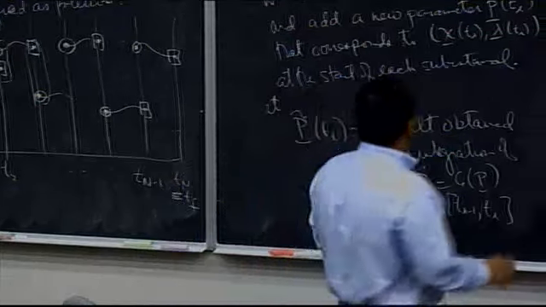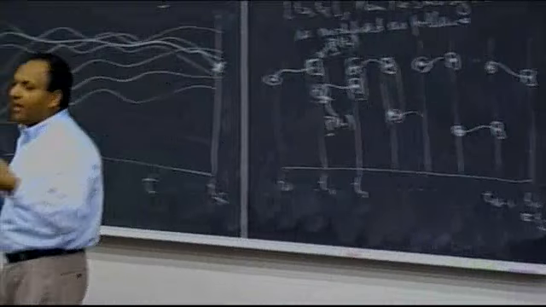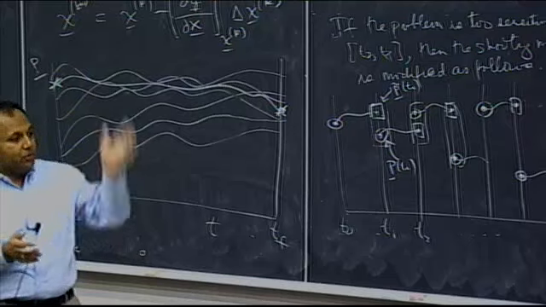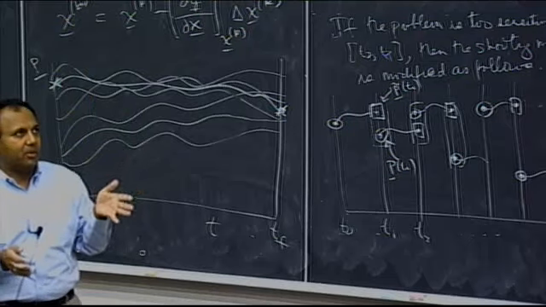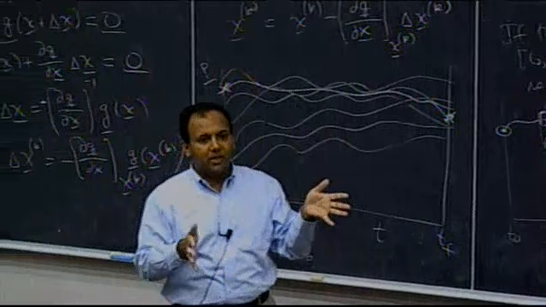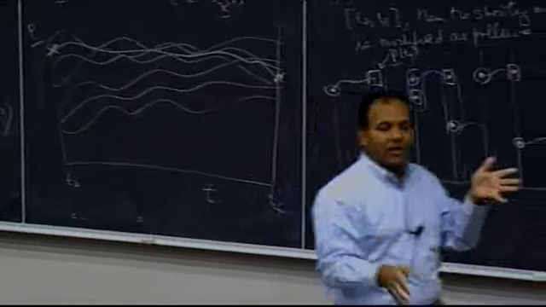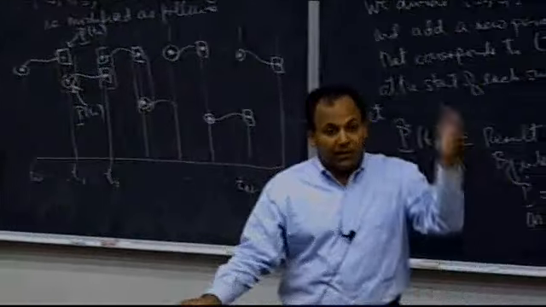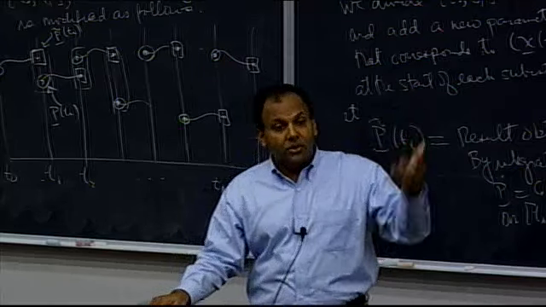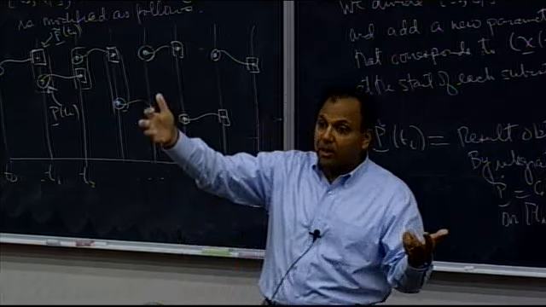For example, in the original shooting problem, how many variables do you have? You have at most 2n times 2, right? You could have, in theory, 2n unknown initial conditions and 2n unknown terminal conditions. The 2n comes from the fact that the state is dimension n, and the costate is also dimension n. So at most, you could have 2n unknowns at the beginning, and at most, 2n unknowns at the end.